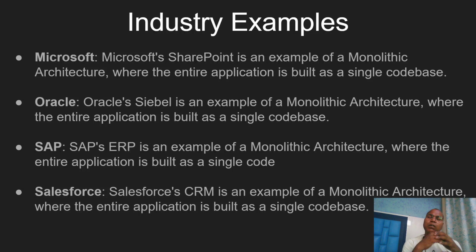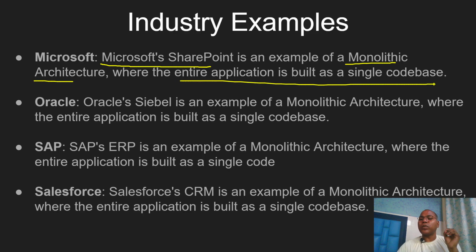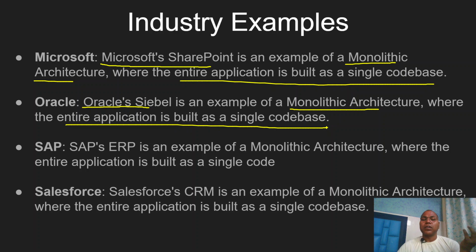So these are applications that started as monoliths and converted to microservices, but still lots of industry applications use the monolith. You cannot say this is not a usable architecture. Microsoft SharePoint is a good example: its architecture is a monolith, where the entire application uses a single database. Similarly, Oracle Siebel is a monolith architecture with a single database. Similarly, SAP ERP is an example of a monolith architecture, where the entire application is built as a single set of modules.